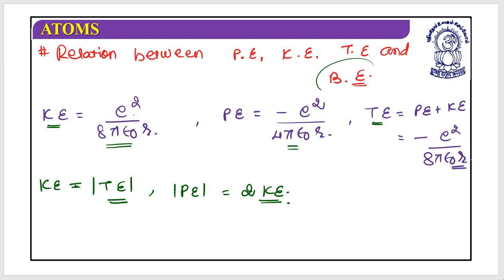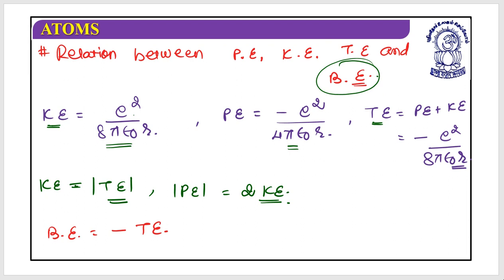What about the binding energy? When I write binding energy, then I could say that this binding energy would be equal to the negative of total energy. So binding energy is always the negative of total energy.